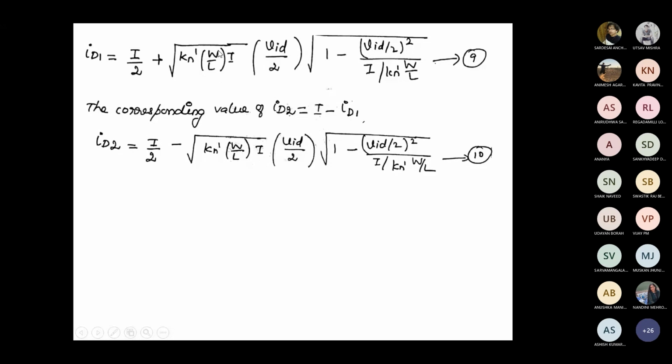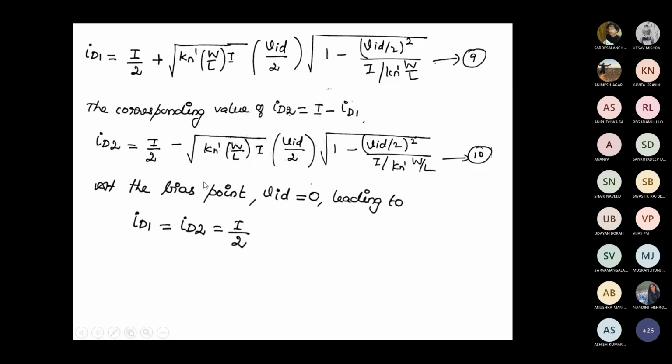Here we have I as a product, so we can multiply and divide by I and bring it in terms of the overdrive voltage. Now at the bias point when VID is 0, we have ID1 and ID2 equal to I by 2. So in this equation, when VID is 0, ID1 and ID2 are equal to half of the bias current. Have you taken 9 and 10?